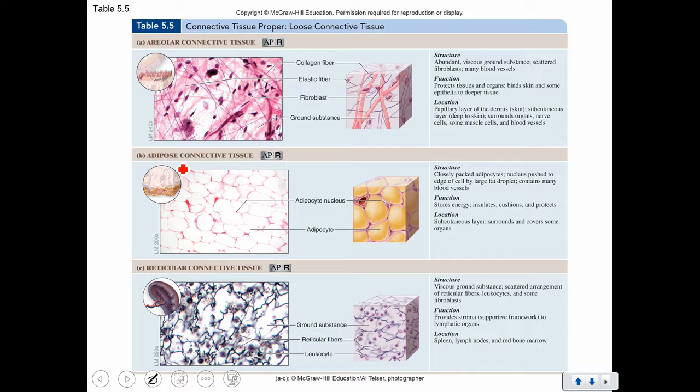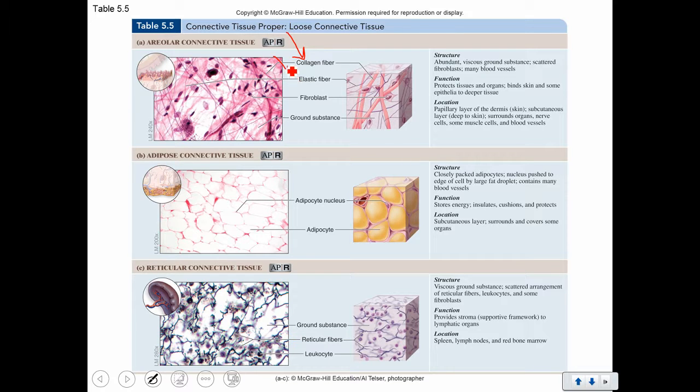Now, if you look at this picture, the top picture on this screen here, the areolar connective tissue is kind of like the jack of all trades. It kind of does a little of everything. So the picture that we saw before of the generic connective tissue, that's pretty close to areolar connective tissue. Areolar connective tissue is kind of like the generic, kind of does everything connective tissue.